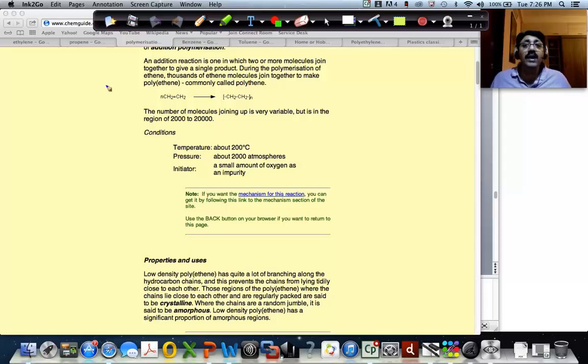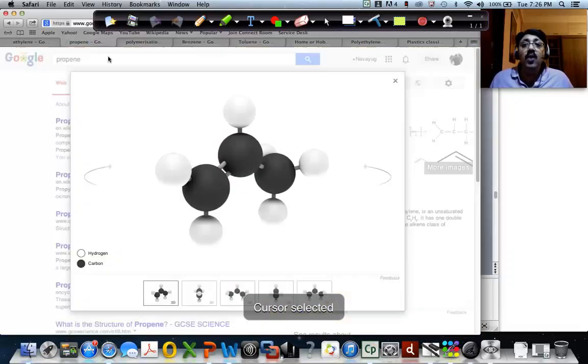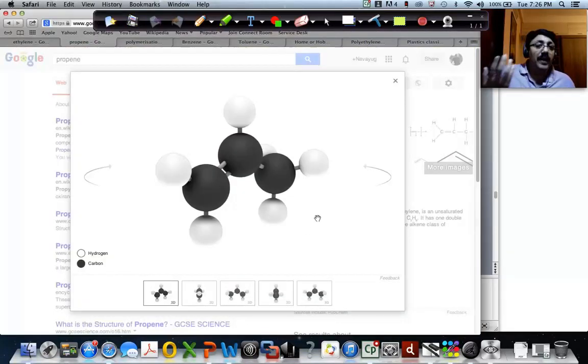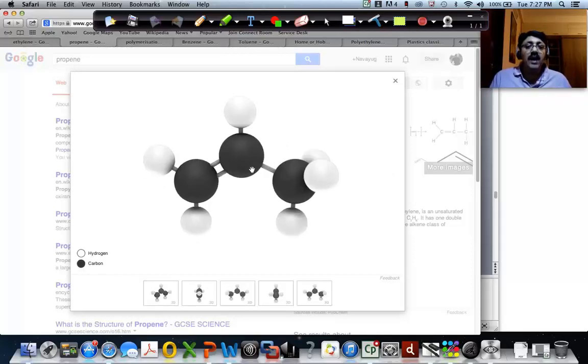Right now, let us look at the next one which we talked about, which is propene. Now, this is propene. It has three carbon atoms, and it has six hydrogen atoms. Right, this is propene. So it is written as follows.